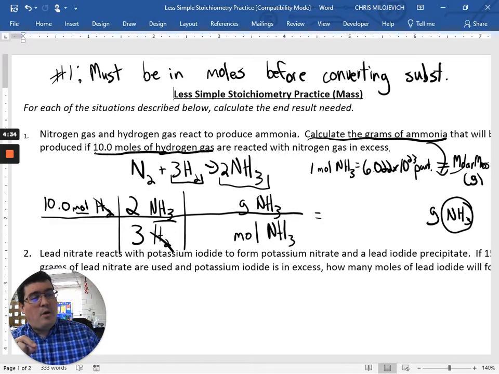So how do we find the molar mass of NH3? Well, remember, we have to take nitrogen plus hydrogen times 3. So if we look at the periodic table, nitrogen is 14.01.